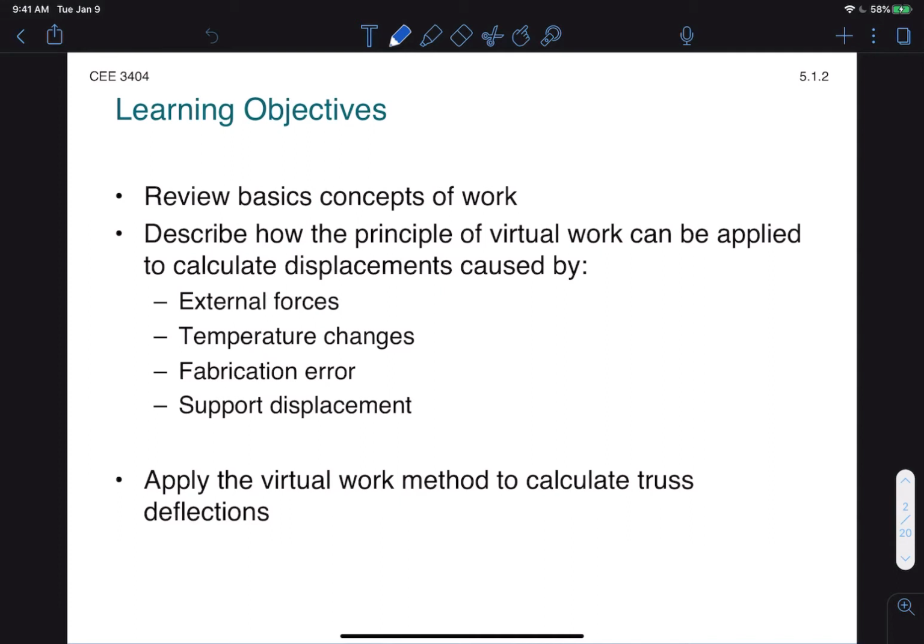So the learning objectives are, first of all, review the basic concepts of work, which are the foundation of the virtual work method. Then we'll describe the principle of virtual work and see how it can be applied to displacement caused by external forces, temperature changes, fabrication errors, and support displacements. And finally, we'll look at some examples of applying the method of virtual work to calculating truss deflections.